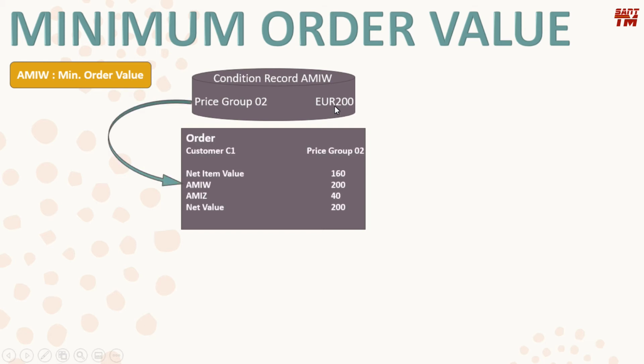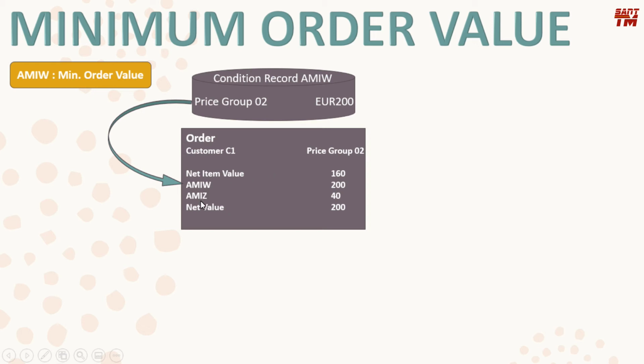Okay. So here is the order. Customer C1 comes. C1 is assigned the price group 02. That means customer C1 has to buy the products of either euro 200 or minimum charge of euro 200 would be given to this customer C1. Okay. So what happens? The net item value of the product that customer C1 wants to buy is 160 euros. As the minimum order value has to be 200, the AMIW says that minimum order value has to be 200.